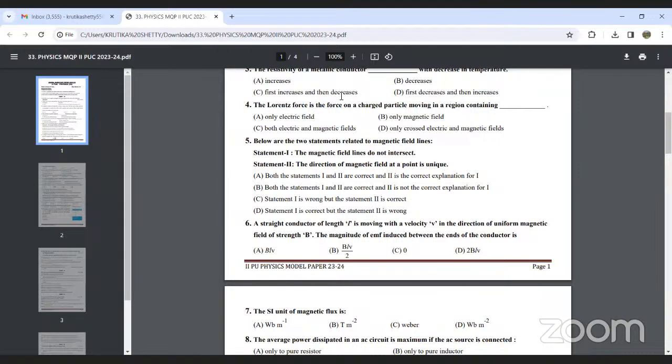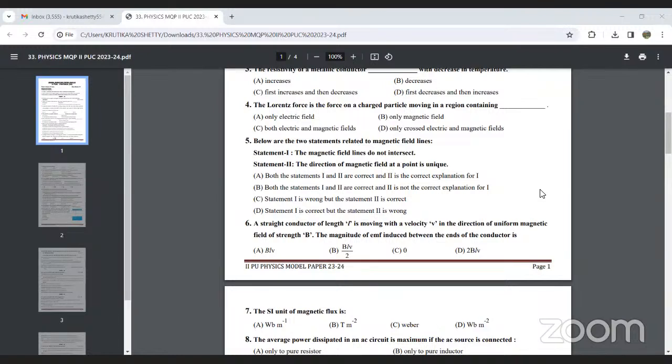So see, there are two statements. The first statement says the magnetic field lines do not intersect. In the second statement, they say the direction of magnetic field at a point is unique. Okay, so what you have to choose here is, out of 4 options, see, both the statements are true or both the statements are false. The first statement is related with the second statement or it is not related. So you can see in the ABCD options.